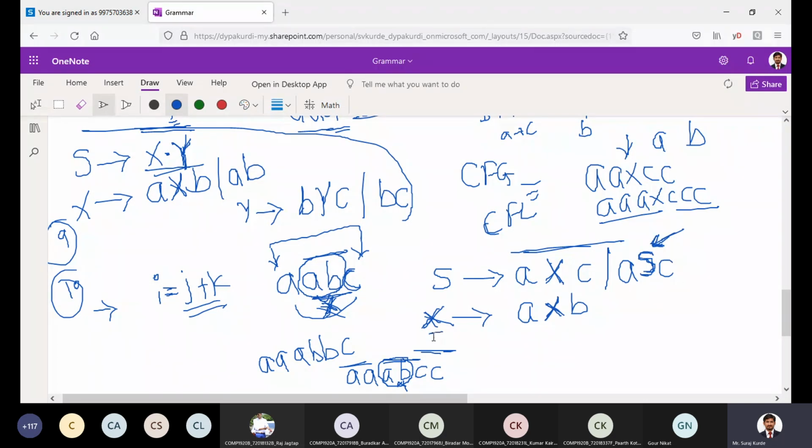Now it goes to x. From x we are not going back to S. It should be axb or ab. Now these production rules will produce the required string.